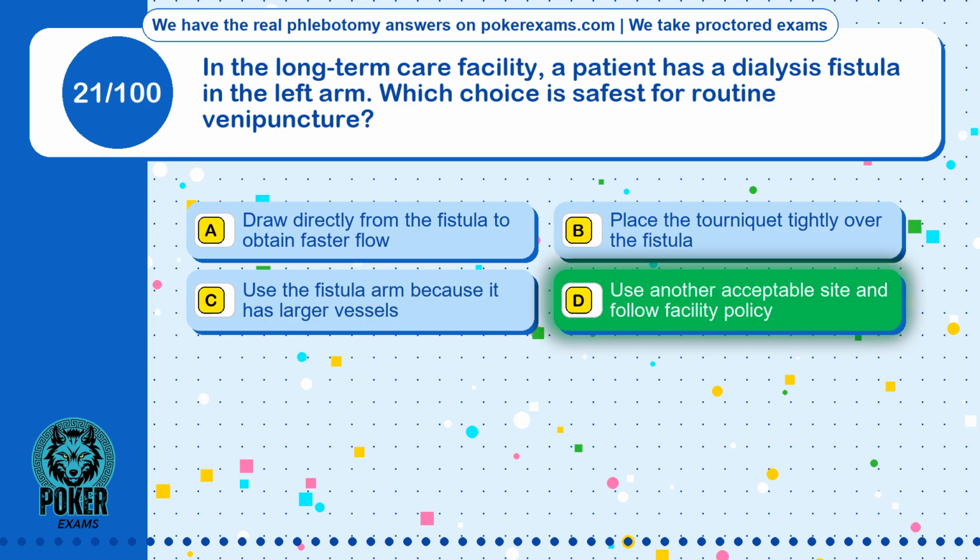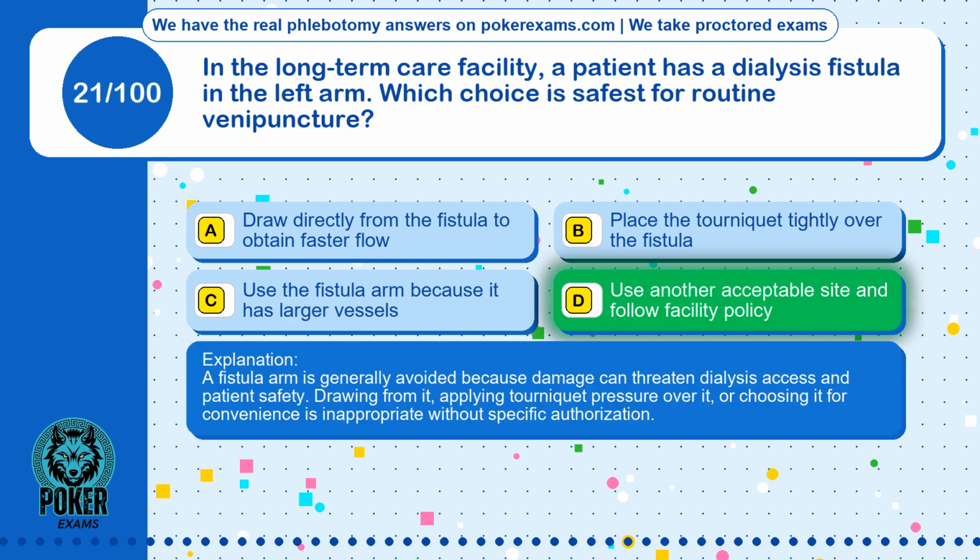The correct answer is option D. Use another acceptable site and follow facility policy. A fistula arm is generally avoided because damage can threaten dialysis access and patient safety. Drawing from it, applying tourniquet pressure over it, or choosing it for convenience is inappropriate without specific authorization.